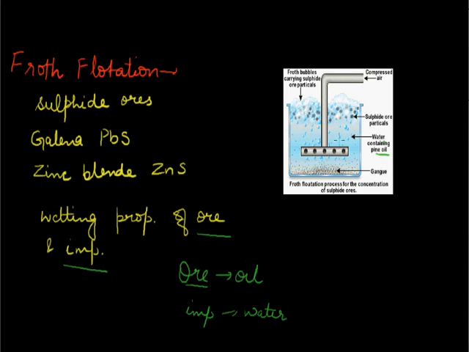So it's very clear from the diagram. What we are doing is we are taking a tank. This tank is called a flotation cell. And in this we have put a water and oil mixture. The oil we are using is pine oil. However, we can use any other oil also, like eucalyptus oil, camphor oil, but most commonly pine oil is used.